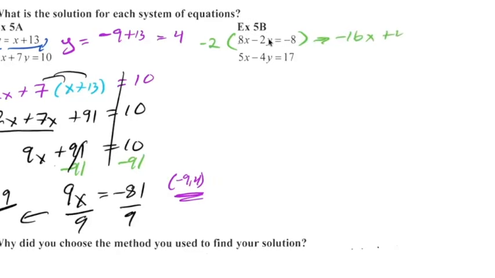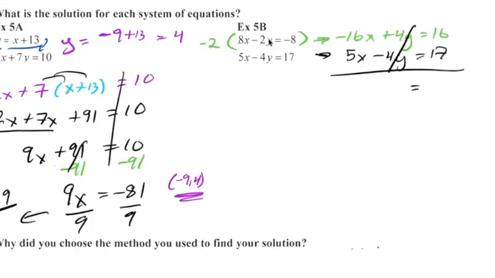Man, I'm just messing up all over the place. Equals positive 16. I'm going to leave the bottom alone. 5x minus 4y equals 17. We could add these up. Those y's would cancel out. 16 plus 17 is 33. Negative 16 plus 5 would be negative 11. And we're going to divide this by negative 11. And I get x equals negative 3.